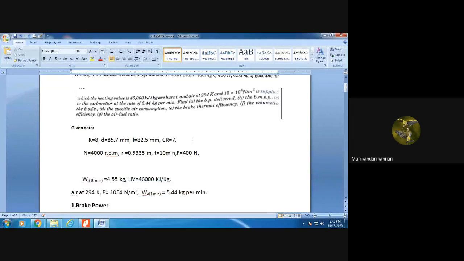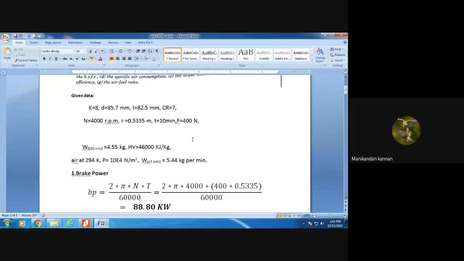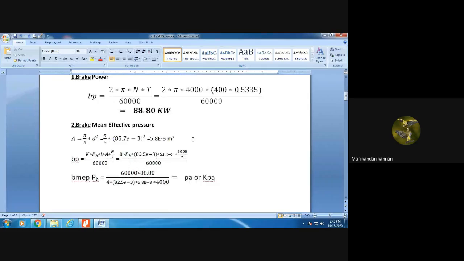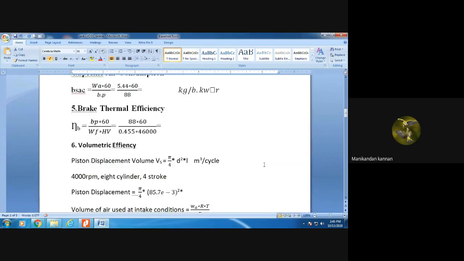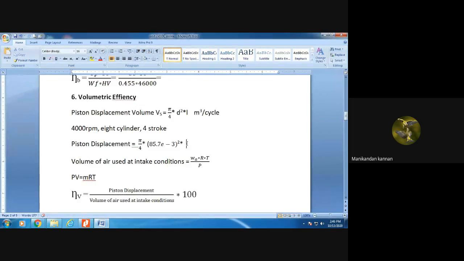How much stroke? 82.5, so it is in mm. Convert into meter. So pi by 4, 85.7 into 10 power minus 3 whole squared, into 82.5 into 10 power minus 3. Should not confuse: you don't put square for stroke, you have to put square for bore. So this one is piston displacement volume.